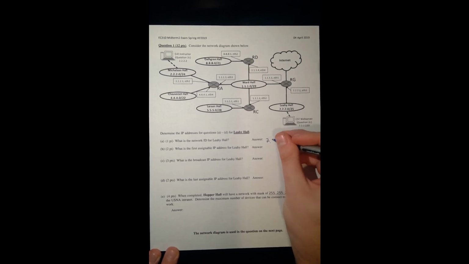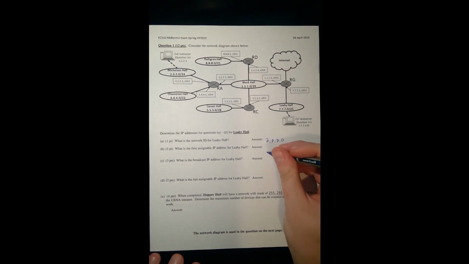So for the first question, it says, what is the network ID of Leahy Hall? That's going to be found in the bubble here. So the bubbles show network ID / mask. So we just have to read the bubble. We're going to say 7.7.7.0. For the first assignable address, we're going to take our network ID and we're going to add 1 to it. So we don't assign the network ID to a host. That means the first assignable one is the next one, which is just the network ID plus 1. So 7.7.7.1. Next, for the broadcast IP, we're going to have to do a little bit of math.